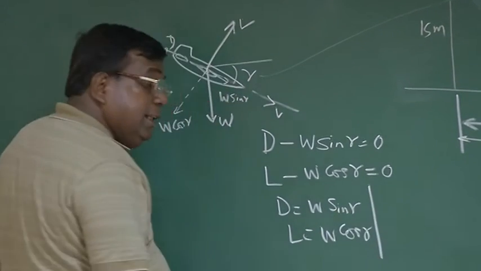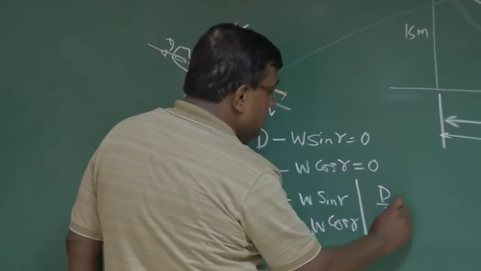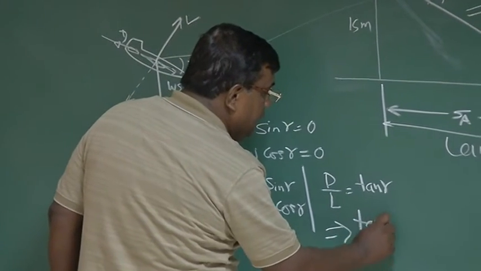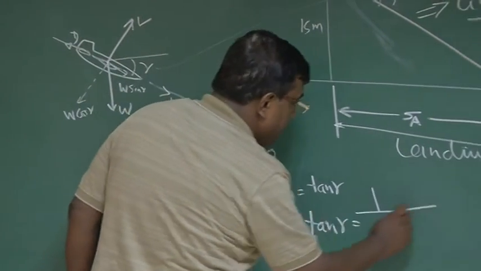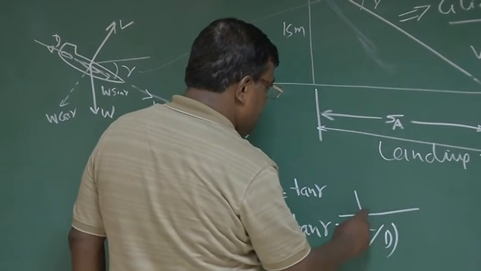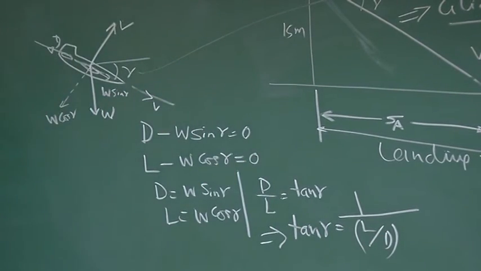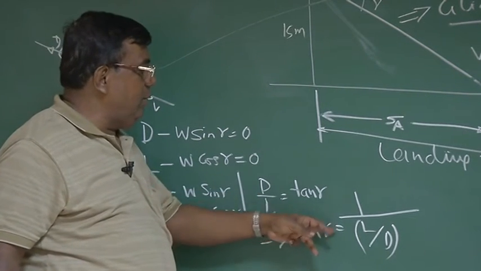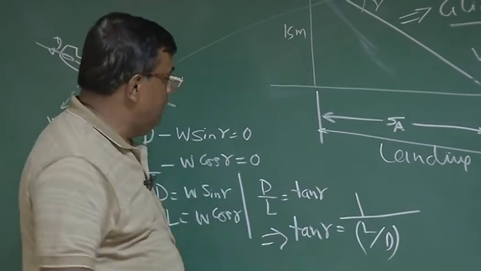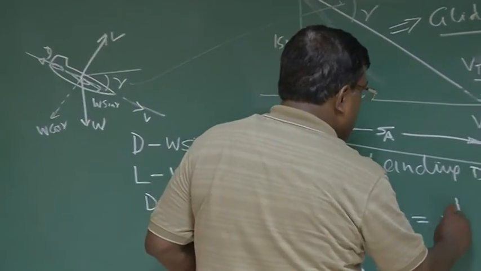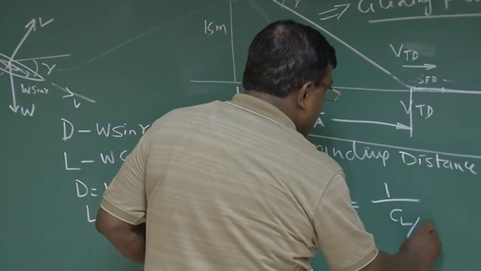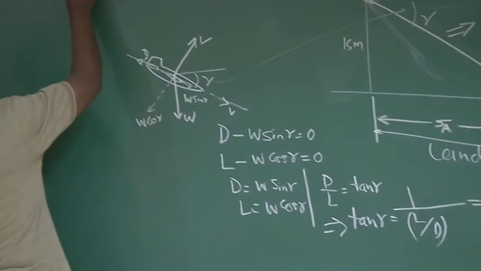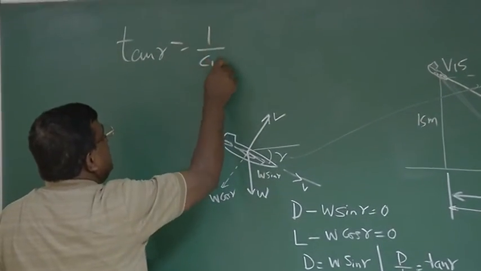You know this. If I combine this, what I get? D by L equal to tan gamma, or I write tan gamma equal to 1 by L by D. Okay? So D by L is tan gamma, so I can write tan gamma equal to 1 by L by D. This is equivalent to writing 1 by CL by CD, and you are familiar with this expression that tan gamma is equal to 1 by CL by CD.